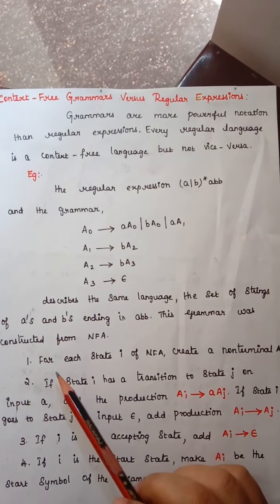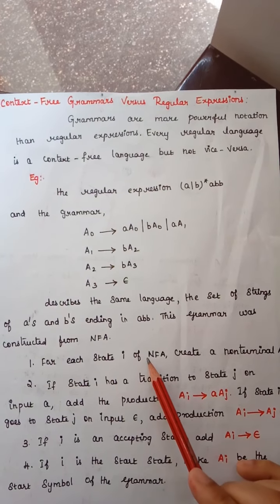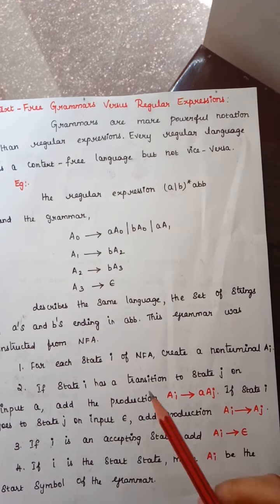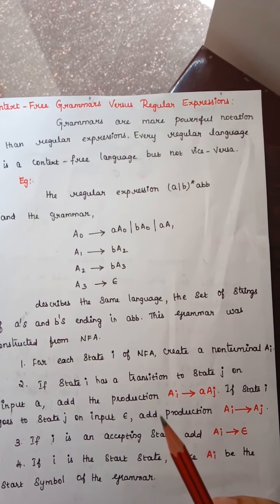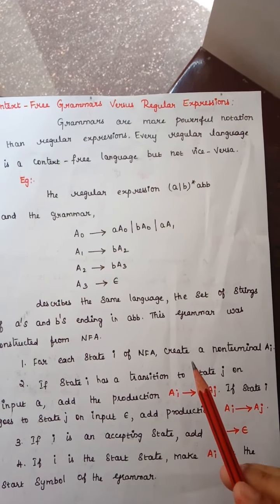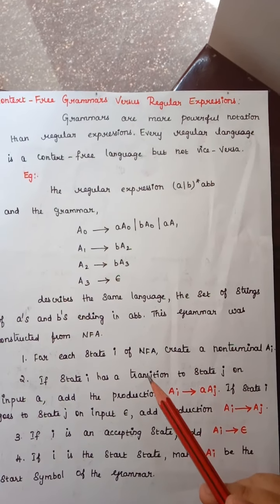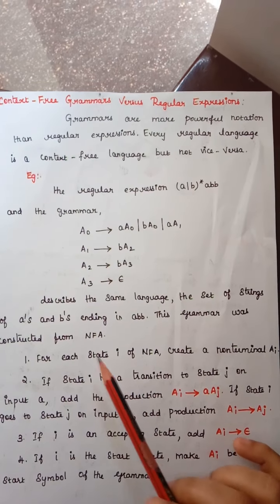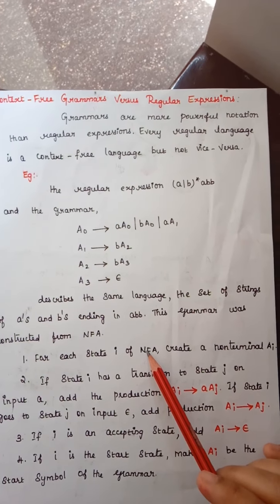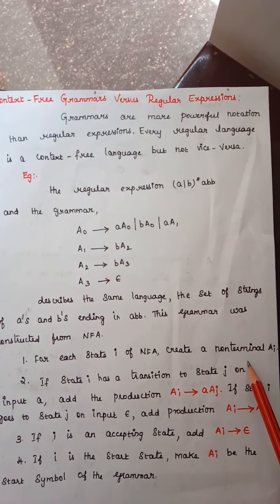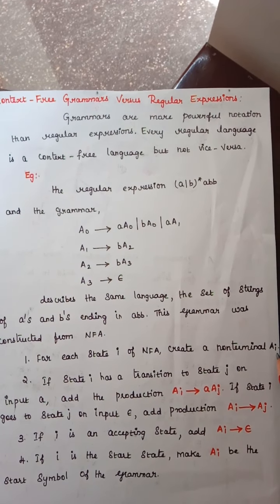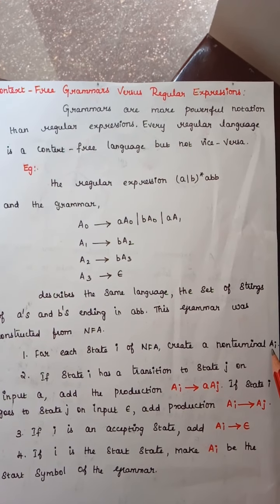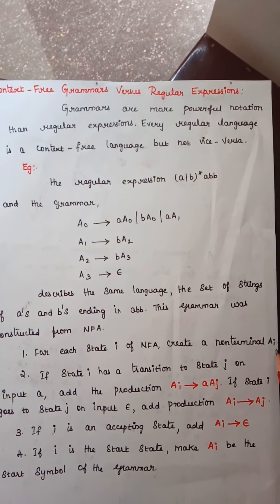The first rule is, for each state I of the NFA, we need to create a non-terminal. We know that our grammar contains terminals and non-terminals, and on the left hand side we always have non-terminals. So for each and every state of the NFA we need to create a non-terminal, that is AI. If there is state 1, then we have A1. If there is state 2, then we take it as A2. These are all the non-terminals.